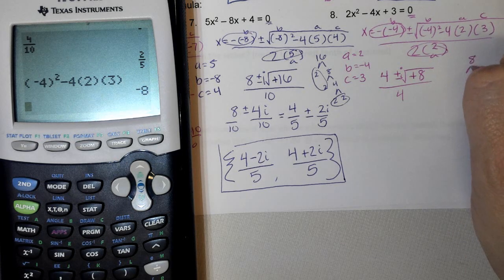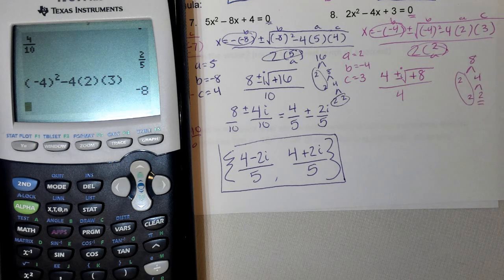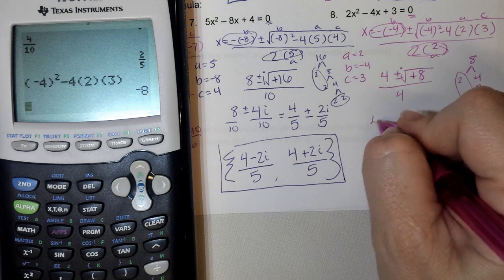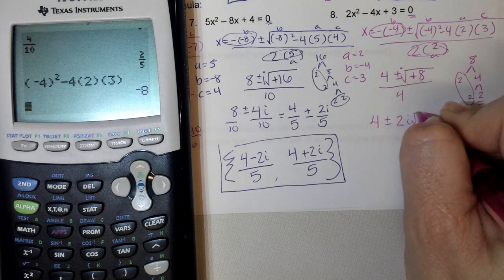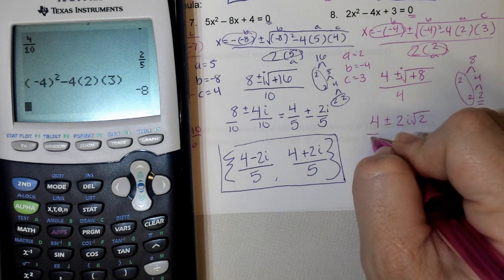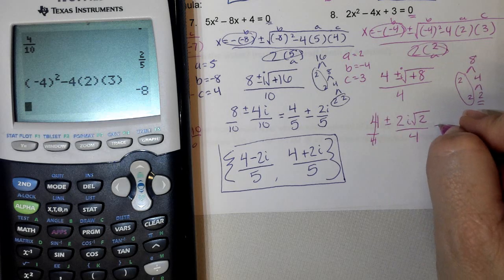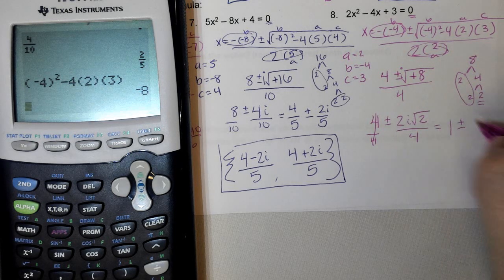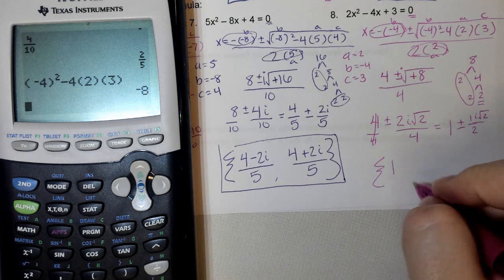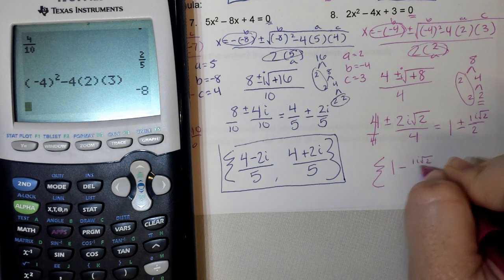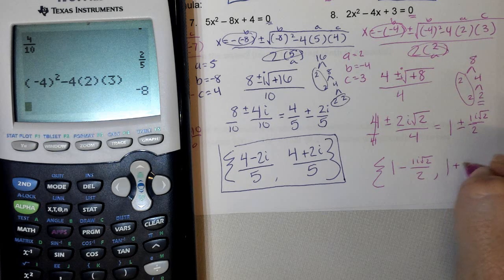Okay, 8 I have to break down. It is not a perfect square, so I have 2 and 4, 2 and 2. So I have a pair of 2's and a 2 left over. So I'm going to rewrite this as 4 plus or minus 2i root 2. And I'm going to go ahead and separate my denominator. Well, 4 divided by 4 is 1. And 2 over 4 simplifies to 1/2. So there's my answer. So I have 1 minus 1i root 2 over 2, and 1 plus 1i root 2 over 2.